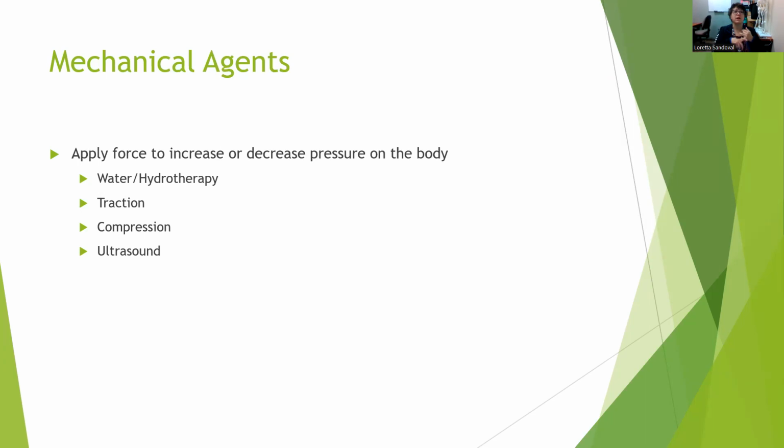Mechanical agents apply force to increase or decrease pressure on the body. So water or hydrotherapy can also be a mechanical agent. The hydrostatic pressure from water increases pressure on the body and causes a compression effect. Traction is a mechanical agent, mechanical traction or manual traction. Compression is a mechanical agent.